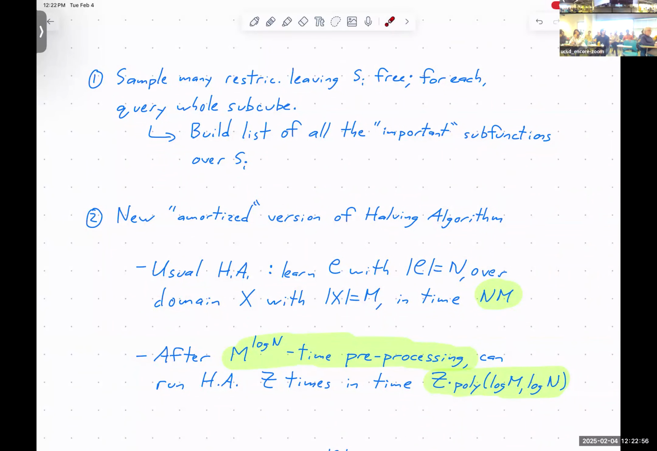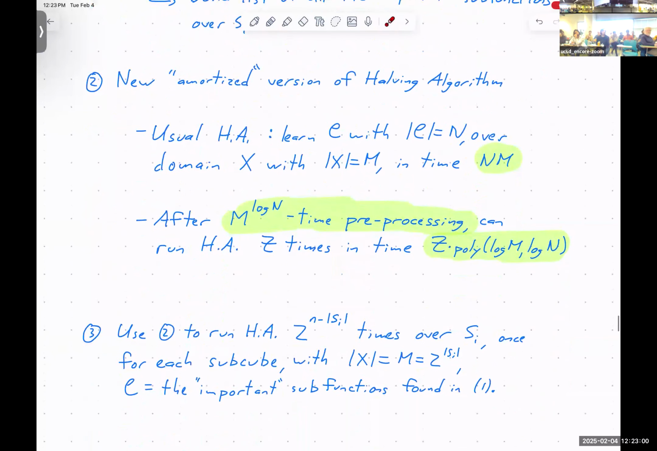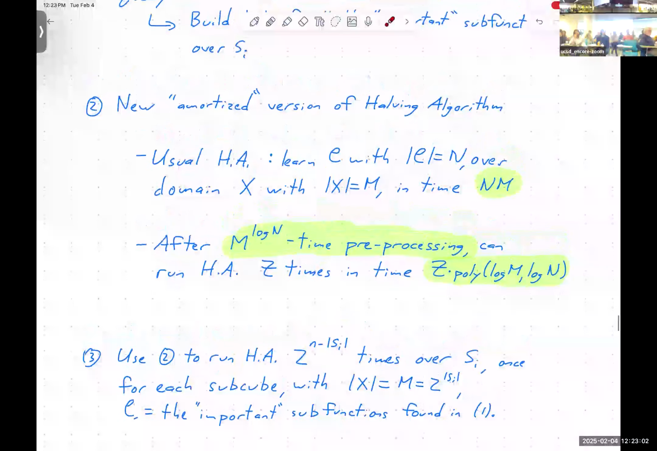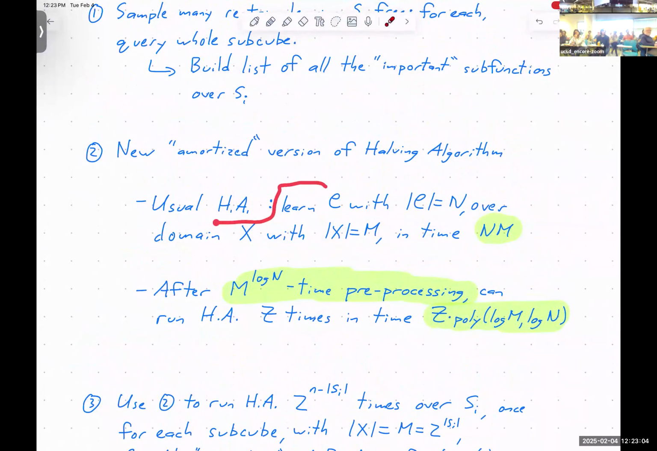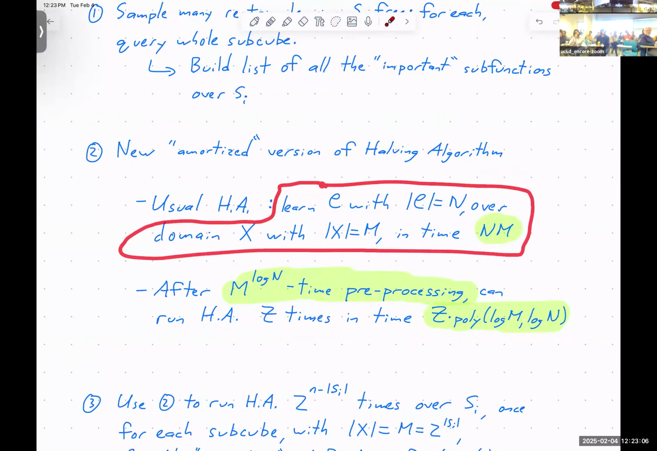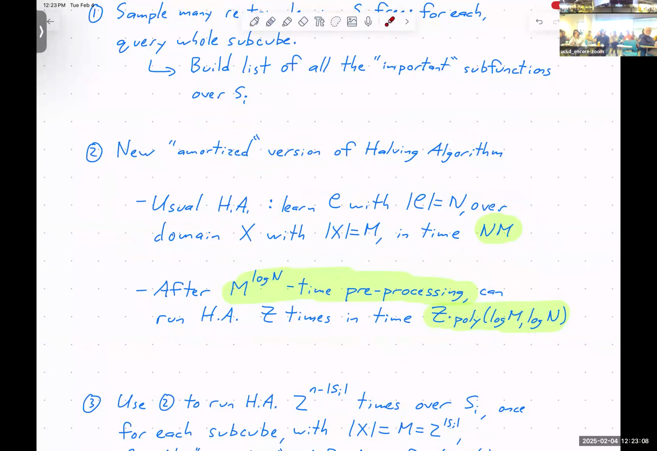I think you need this sort of amortized version of the halving algorithm, which is not too difficult. You can make it work. What is the halving algorithm? Good. Halving algorithm is just this approach where if you have a concept class with, say, n concepts in the class, and it's over a domain of size n, you can learn in time n times n. You're just learning a function in time the size of a matrix of examples and labels of the concept class.